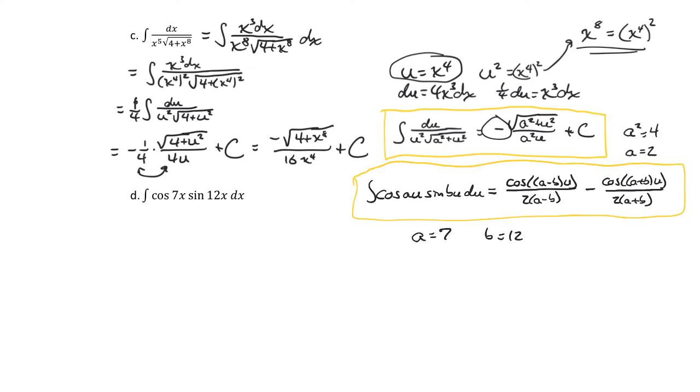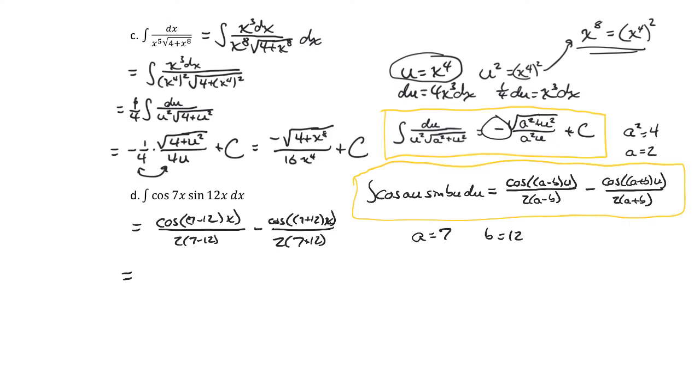Now this is kind of a messy little creature here. We're going to do the cosine of A minus B. So in our case, it's the cosine of 7 minus 12, but that whole quantity is multiplied by the x. And that's going to be divided by 2 times 7 minus 12. And then we're going to do minus cosine of the sum of those two values, 7 plus 12 multiplied by x, divided by 2 times the 7 plus 12.